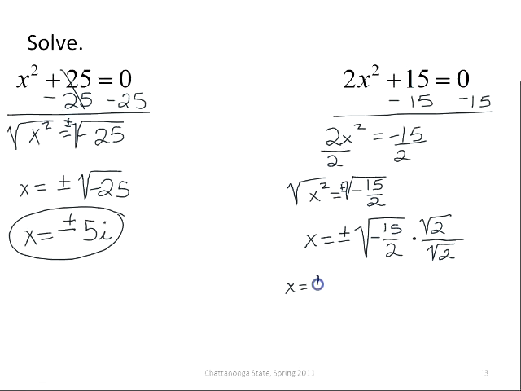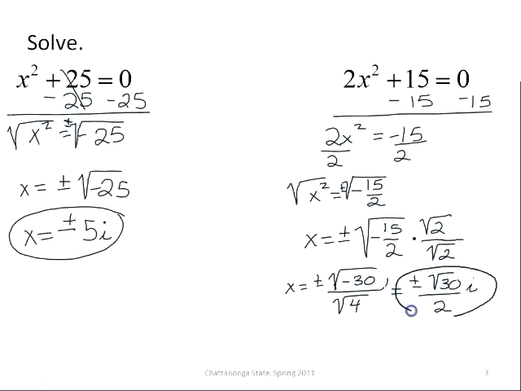Because when we do that, that will give us a negative 30 in the numerator, and it gives us a 4 in the denominator. Now both of these are still under a radical. We have the square root of negative 30 on top, and the square root of 4 in the denominator. So the square root of negative 30 just gives us a square root of 30i. And then the square root of 4 is 2. So here we end up with a positive or negative square root of 30 over 2i.